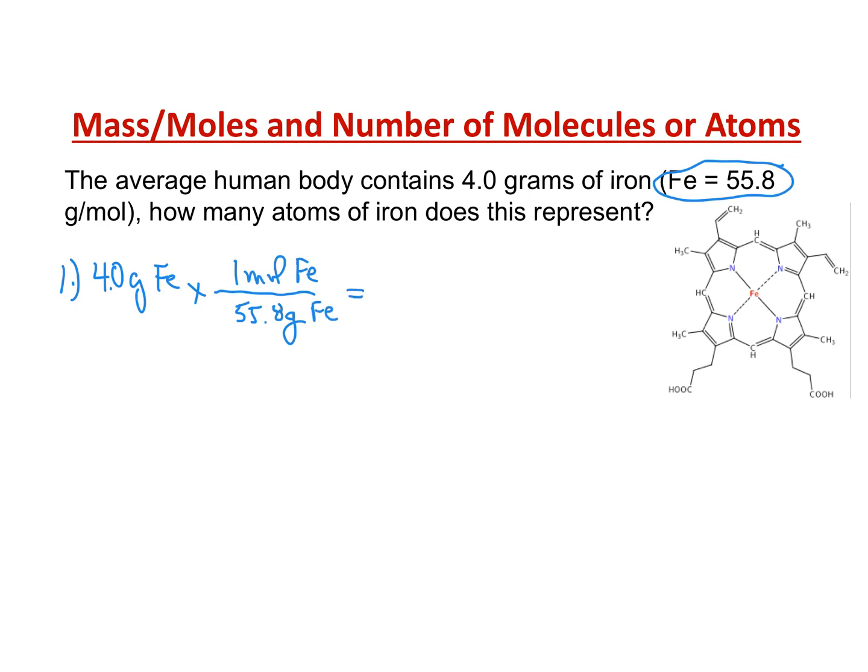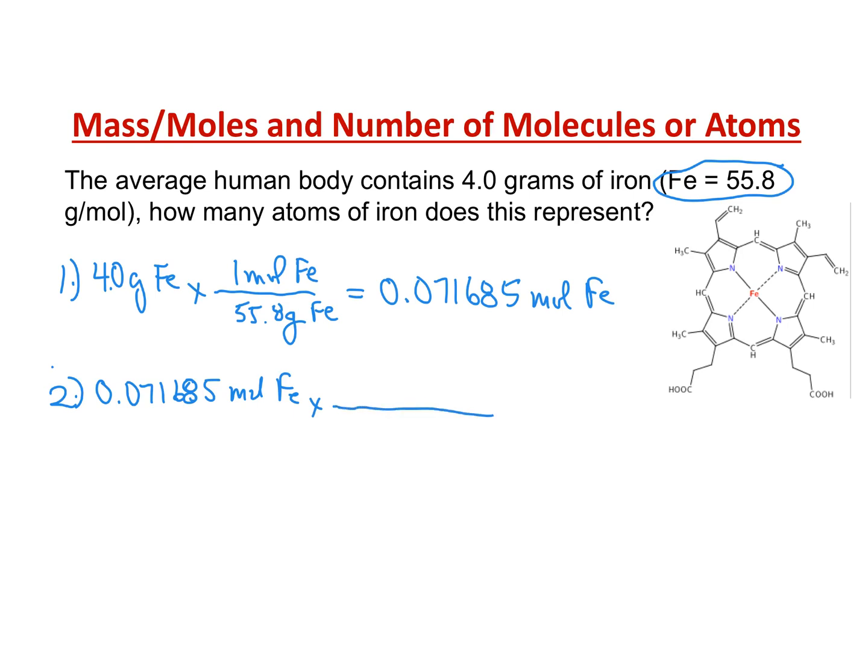Grams of iron will cancel out, and I'll find that I have approximately 0.07168 moles of iron. And in a case like this where we have multiple calculations, let's not round and worry about significant figures until we get to the last calculation. So I have this many moles of iron. Now I want to find out how many atoms of iron that represents. So I've got 0.071685 moles of iron. I want to multiply by something that gives me atoms of iron.